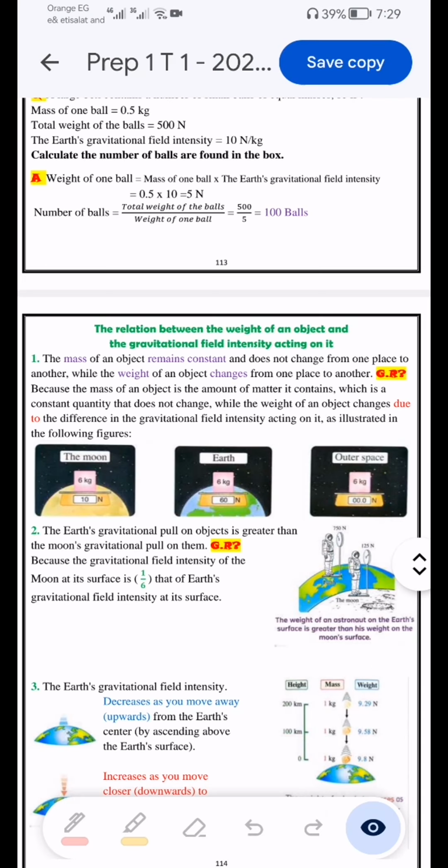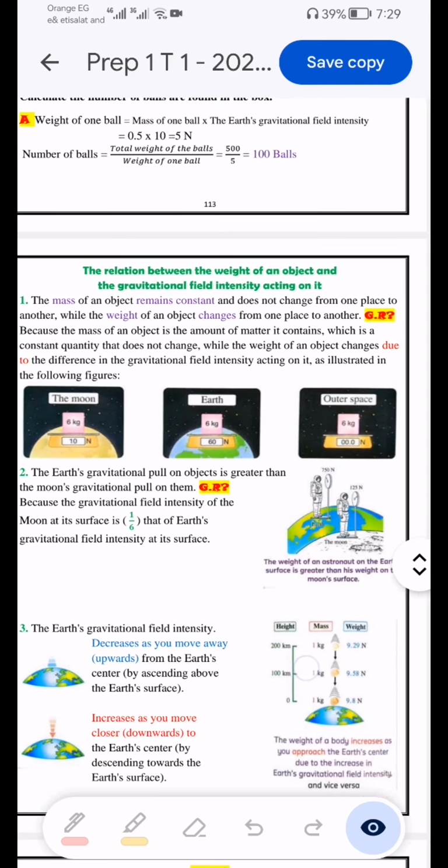Okay, so as we said, the gravitational field intensity of earth is more than the gravitational field intensity on the moon by what? By 6 times.